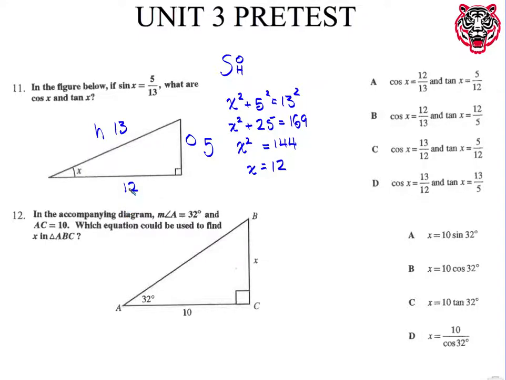All right, so cosine of this angle, I should write this out. So cosine is adjacent over hypotenuse. This is the adjacent over hypotenuse. It is 12 over 13, so C and D are eliminated. 12 over 13 is correct for cosine. And then tangent. Tangent is opposite over adjacent. Opposite over adjacent is 5 over 12. So correct answer is A.